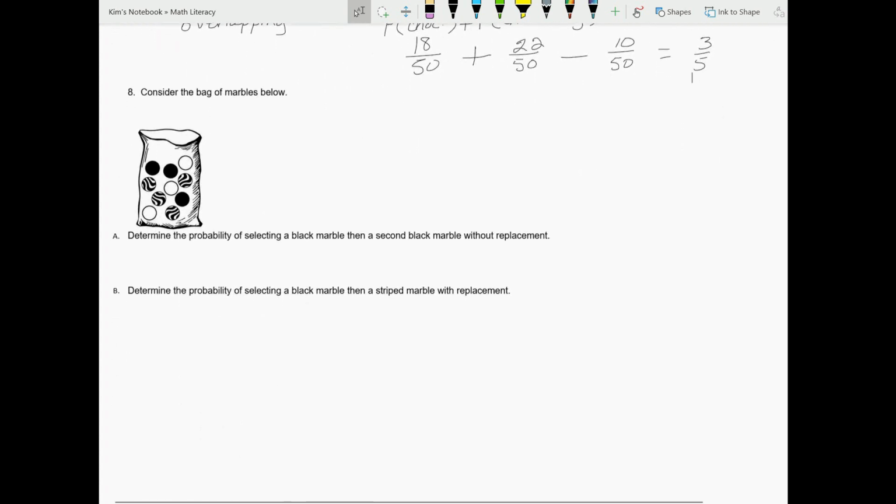Problem 8, consider the bag of marbles below. Now I'm going to go ahead and write this in here. I have 3 black marbles. I have 3 white. And I have 4 striped. So I have 10 total marbles.